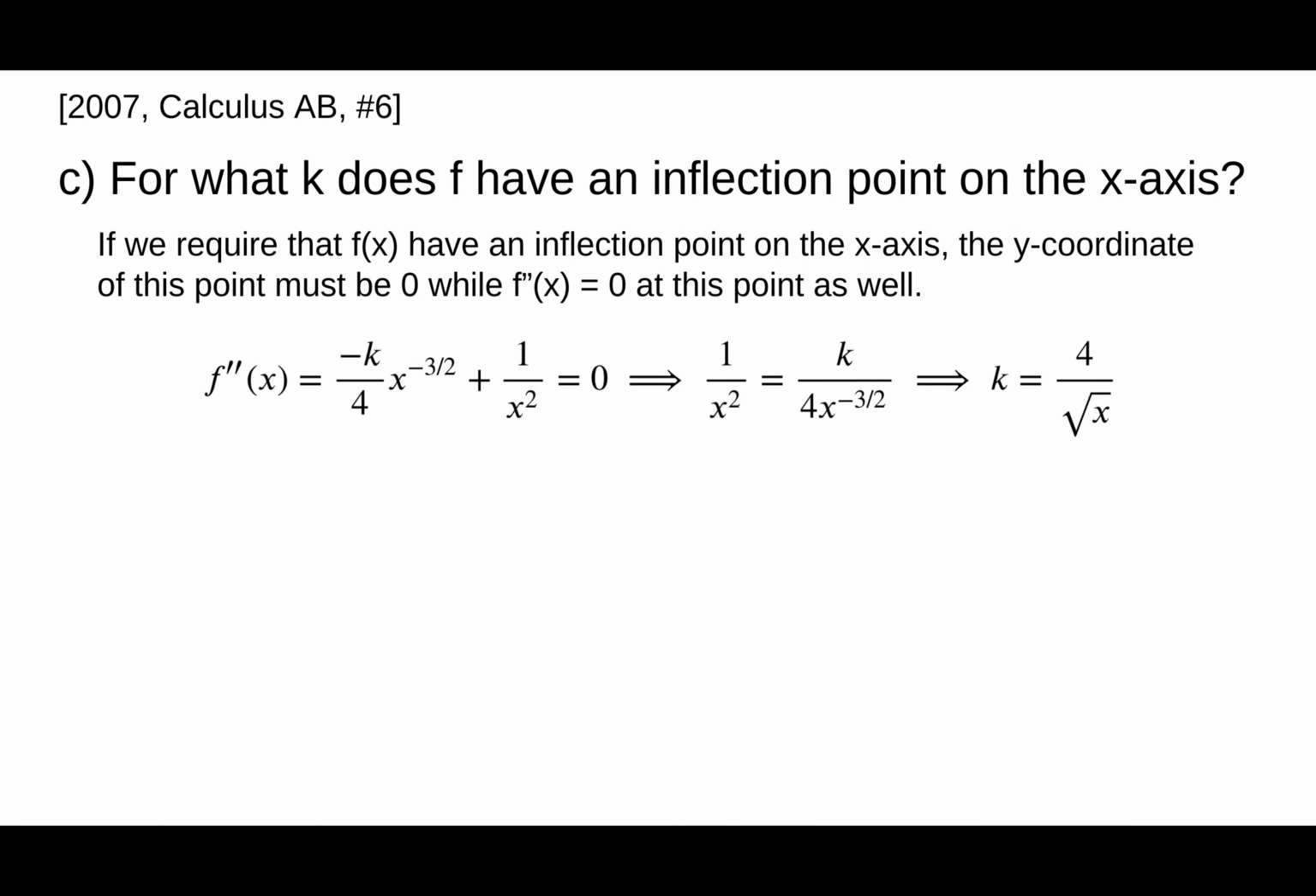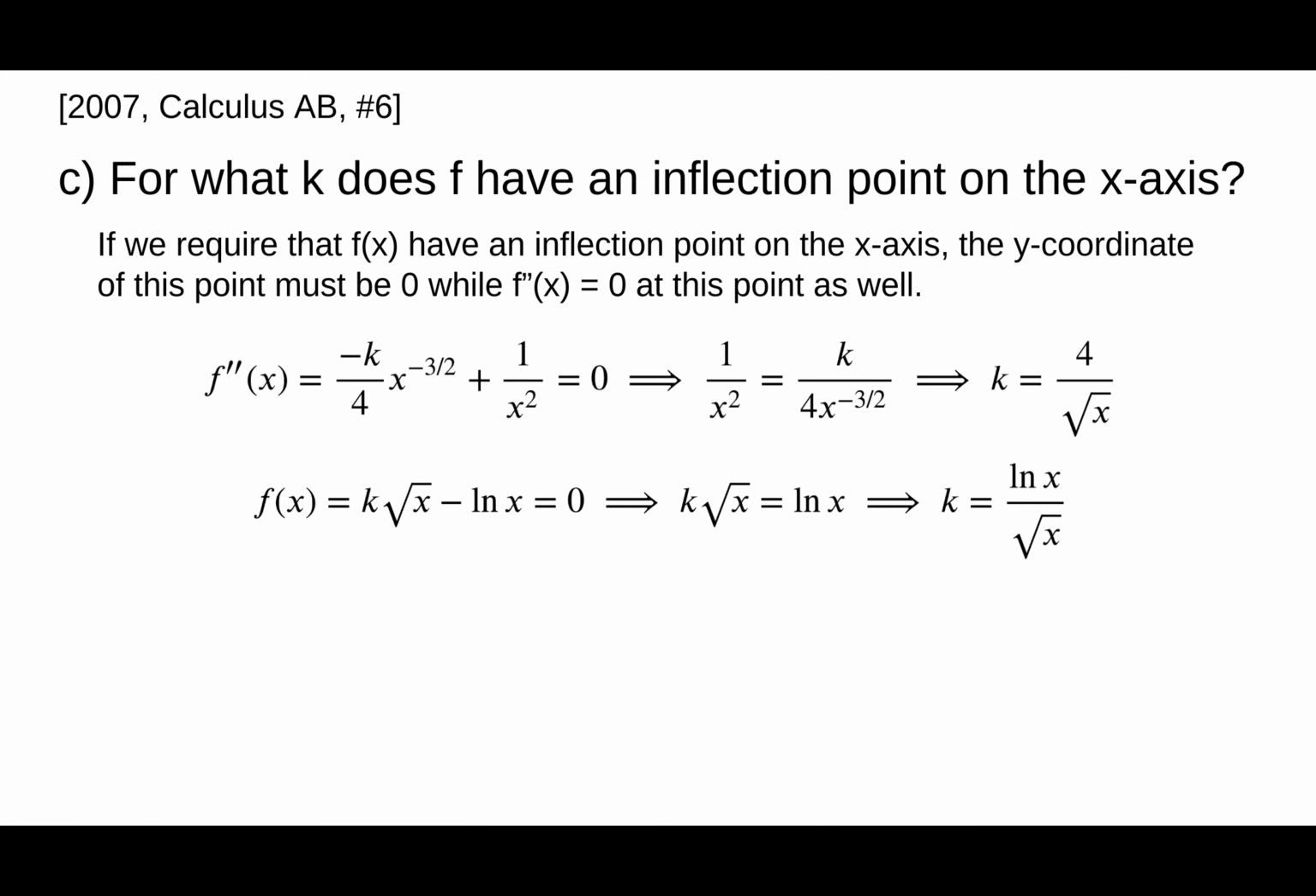Well, if I take my second derivative, the opposite of k over 4 times x to the negative 3/2 plus 1 over x squared, and I want that to equal 0, that would imply that 1 over x squared is equal to k over 4 times x to the negative 3/2. And solving this for k, we get 4 over the square root of x, or 4 times x to the negative 1/2, depending on how you worked with the algebra there. So in order to guarantee that f double prime is equal to 0, k would have to equal 4 over the square root of x for whatever x that occurs at.